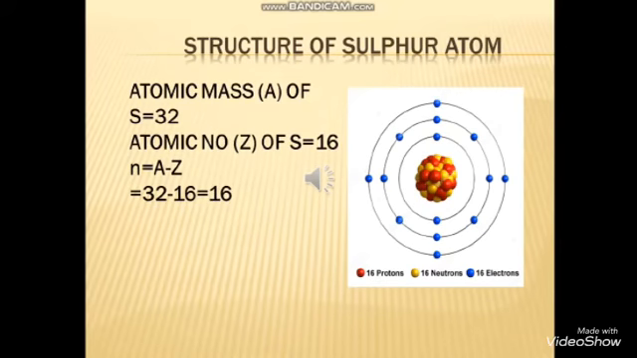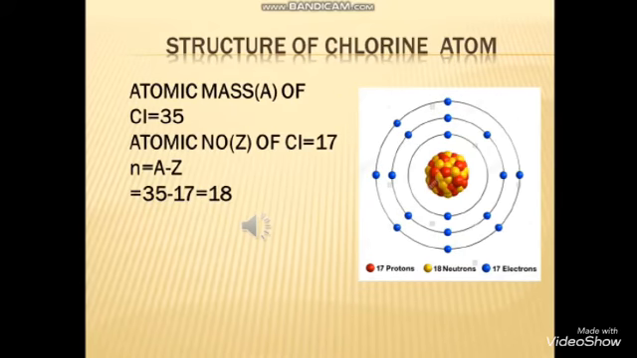The sulfur atom contains 16 protons, 16 neutrons and 16 electrons. The atomic mass of chlorine is 35. The atomic number of chlorine is 17. The chlorine atom contains 17 protons, 18 neutrons and 17 electrons. The first shell contains 2 electrons, the second shell contains 8 electrons and the outermost shell contains 7 electrons.